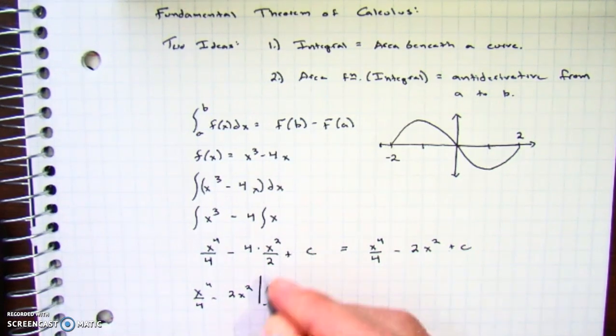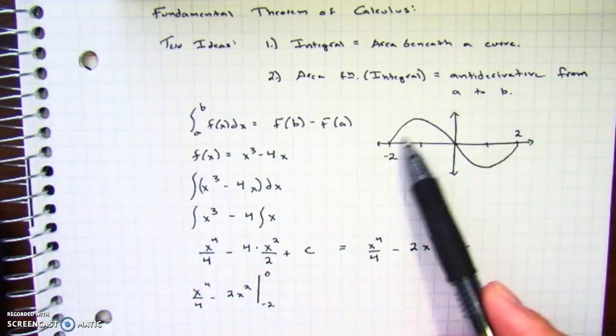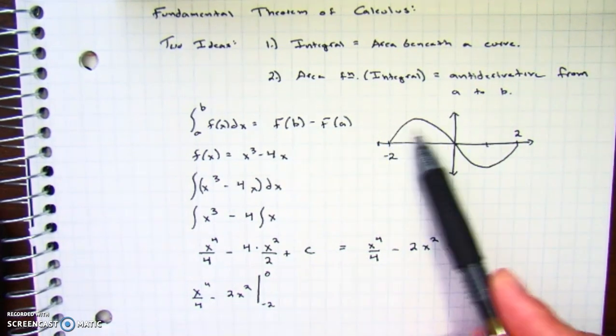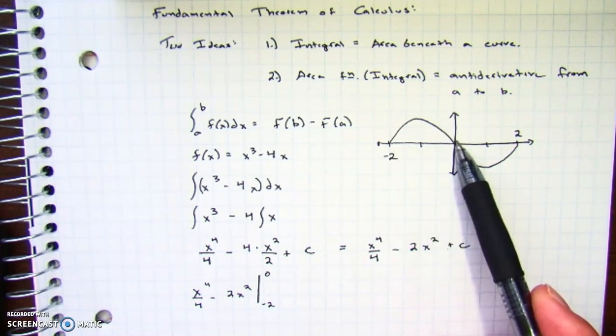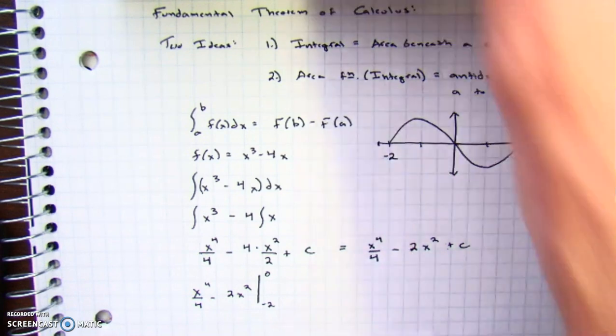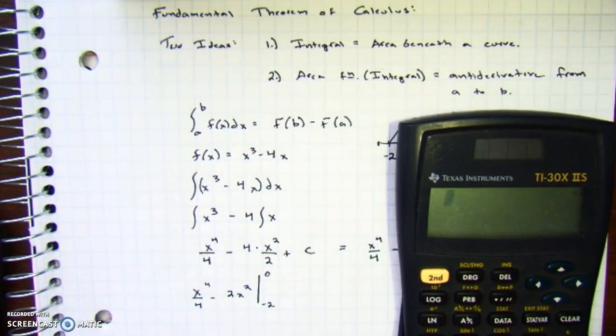You say from -2 to 0. So from -2 to 0, I'm just figuring out what's the area from here to here, underneath this curve. So we can get our calculators out if we want, because these can get a little more complicated. This one's not so bad, but all right.